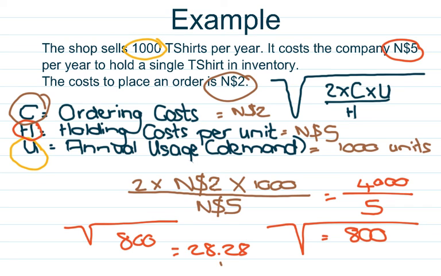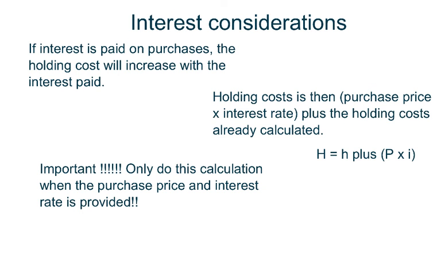So in a nutshell, we are saying that if we order 28 t-shirts at a certain time, we will meet the customer demand. We will not run out of stock. And our holding cost and ordering cost will be kept to a minimum.